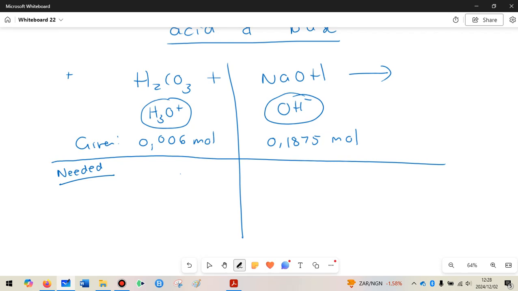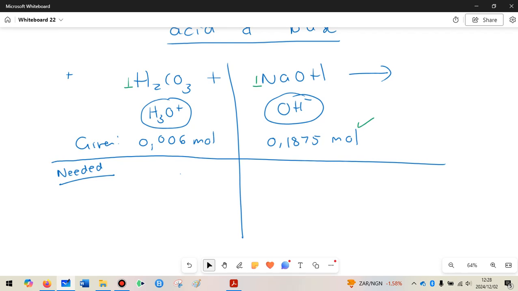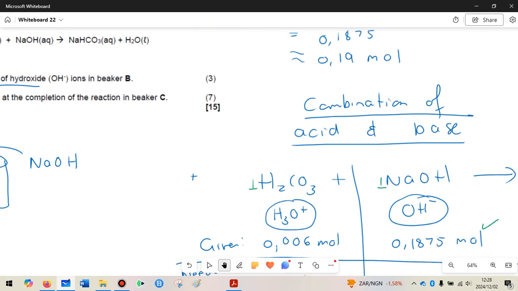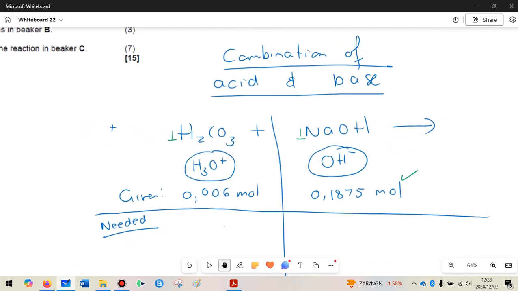And I'm going to do that by saying what I was given, if I assume that this is correct, I'm going to do the ratio here. Okay, and it was a 1-to-1 ratio. They did give us a balanced reaction. Let's just double check that. Okay, the balanced reaction was a 1-to-1 ratio for the sodium hydroxide to the carbonic acid.